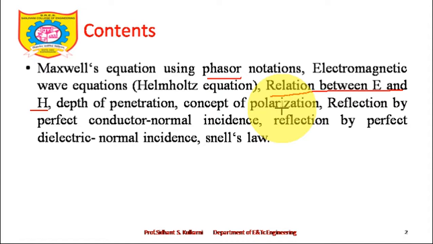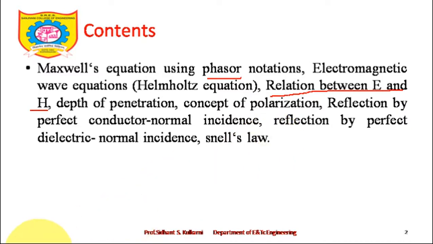So see, there are only 6 points in this particular unit, out of which one is already covered in unit number 4. So only 5 points we need to consider. Maxwell's equation you already know. So this is a small unit, but it can give you 16 marks in final examination. So you should be aware of all these points, and we are not going to leave a single point from this particular unit, and we'll see each and every point in detail.